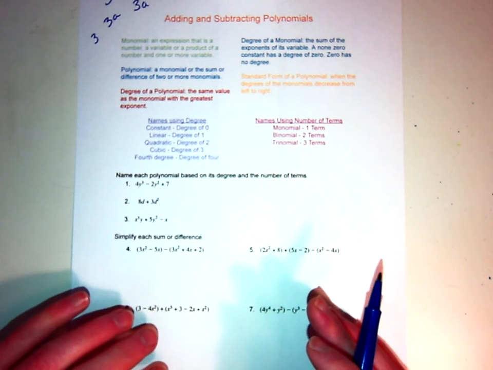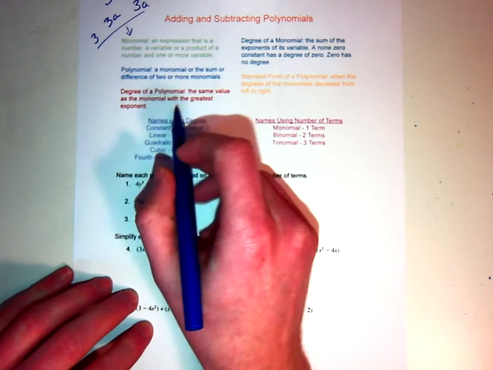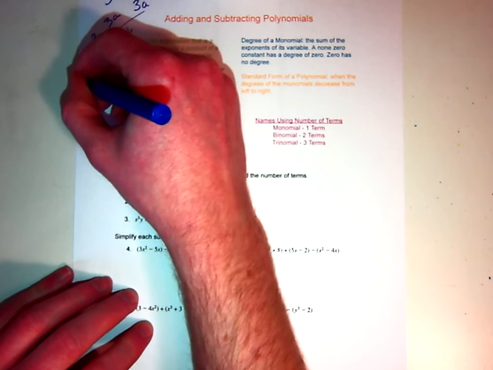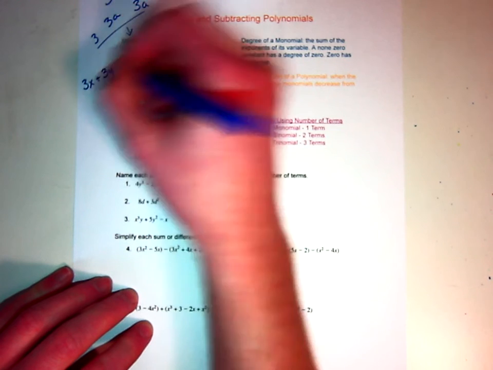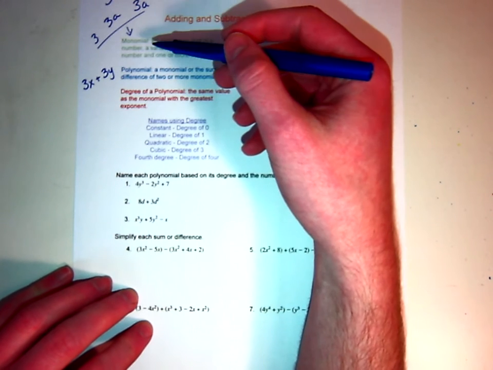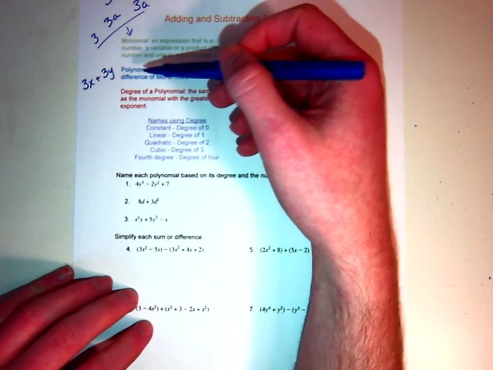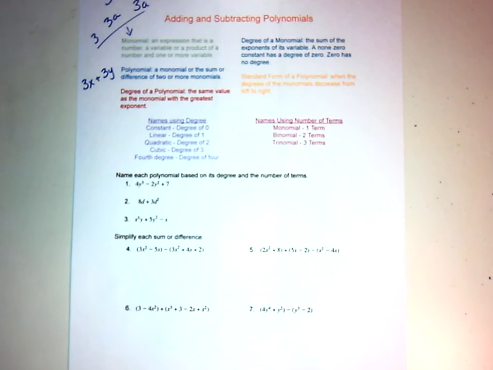Now, a polynomial. Let's go with the monomials. A polynomial is a monomial or the sum or difference of two or more monomials. So what that means is it could be this, that's a monomial, plus 3y, because it's combining monomials. Remember, mono meaning one, poly meaning many, so it means more than one. A polynomial is a monomial or the sum or difference of two or more monomials.